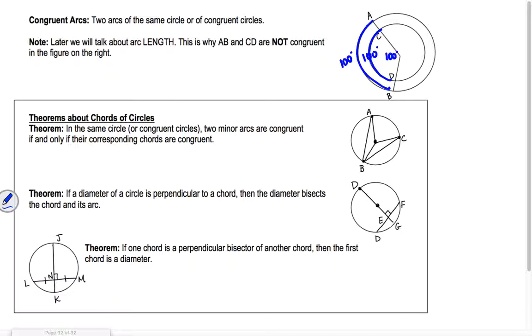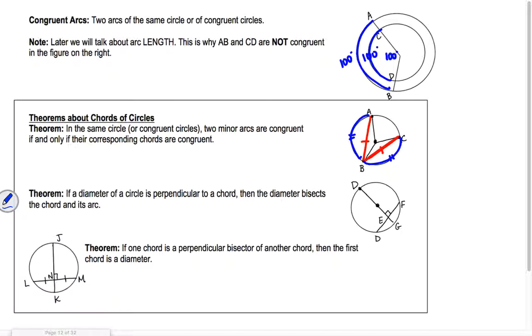All right, so theorems about chords of circles. It says in the same circle or congruent circles, two minor arcs are congruent if and only if their corresponding chords are congruent. So if I have that these two chords are the same length, imagine taking your patty paper, I won't make you draw circles on patty paper, and folding it over on itself. If I fold those two red lines on top of each other, is everybody looking up here? What do you think has to be true about this piece and this piece? They have to be the same, right? So these two arcs would be the same measurement and the same length, really, too.